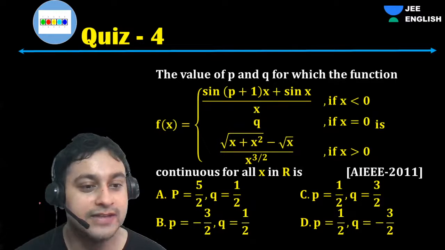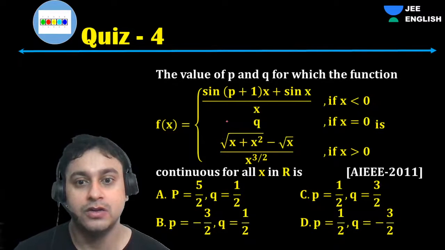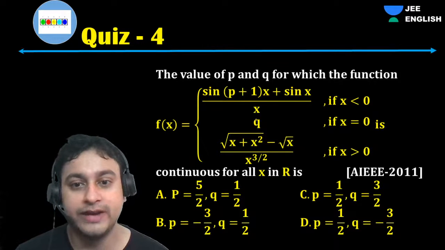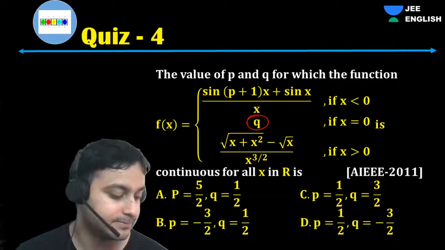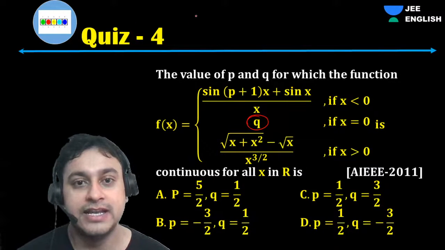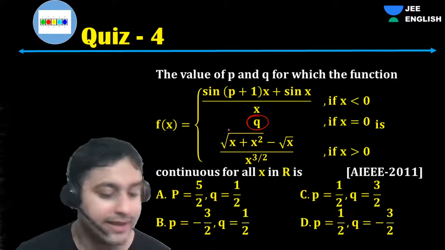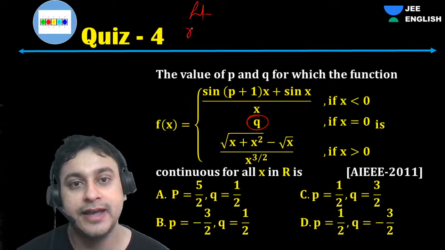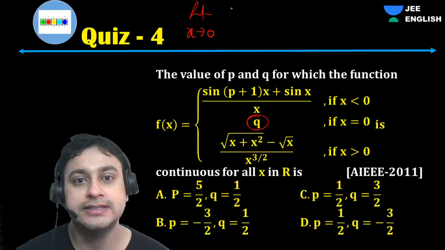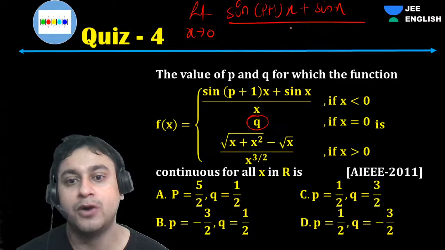So guys, what is happening over here? Tell me. If you look at LHL and RHL, obviously we have to calculate both and equate them to Q, right? So it's a very standard question, guys. What will be LHL? Quickly tell me, guys, come on. LHL will be limit x tending to 0 of (sin((p+1)x) + sin x) upon x.